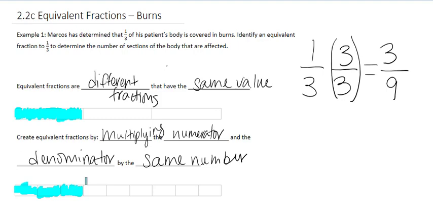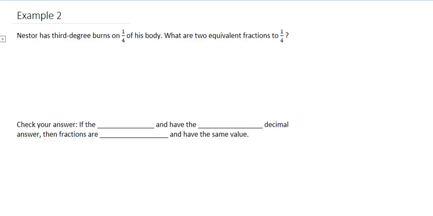So let's look at another example. Nestor has a 3rd-degree burn on 1/4 of his body. What are 2 equivalent fractions to 1/4? So to answer this question, we need to multiply the numerator and the denominator by the same number. So let's do this with 2 first.